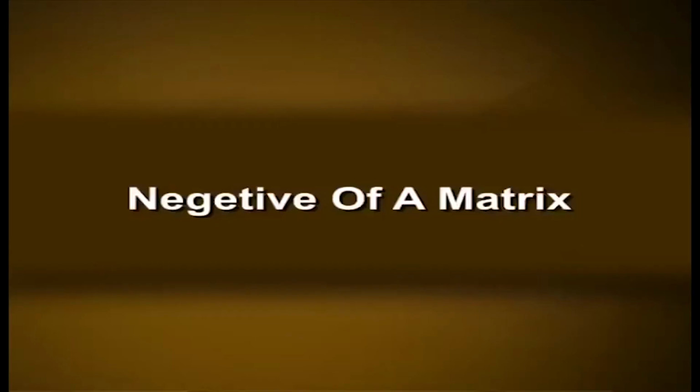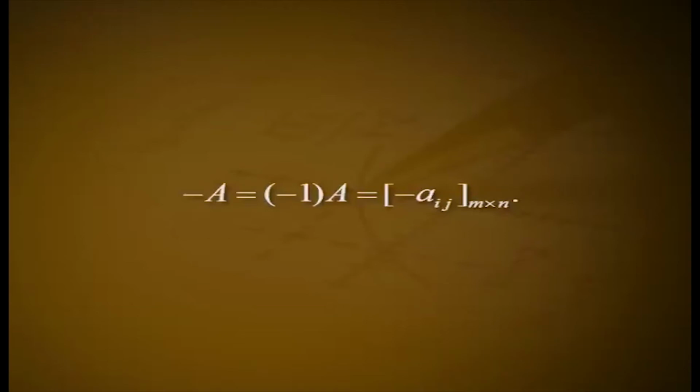Multiplication of a matrix by a scalar. Let A equal matrix Aij be of order m by n and c be a scalar, then cA is the matrix defined by cA equal to matrix c into Aij of order m by n. Negative of a matrix. Multiplication of A equal to matrix Aij of order m by n by c equal to minus 1 gives the negative of the matrix A and it is denoted and given by minus A equal to minus 1 into A, which is equal to matrix minus Aij of order m by n.